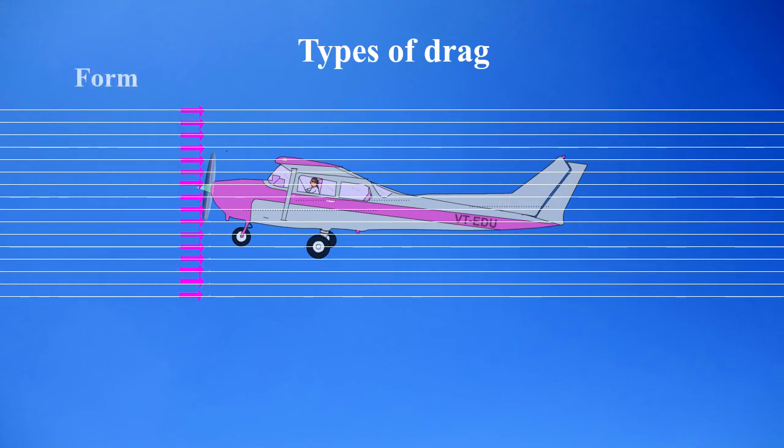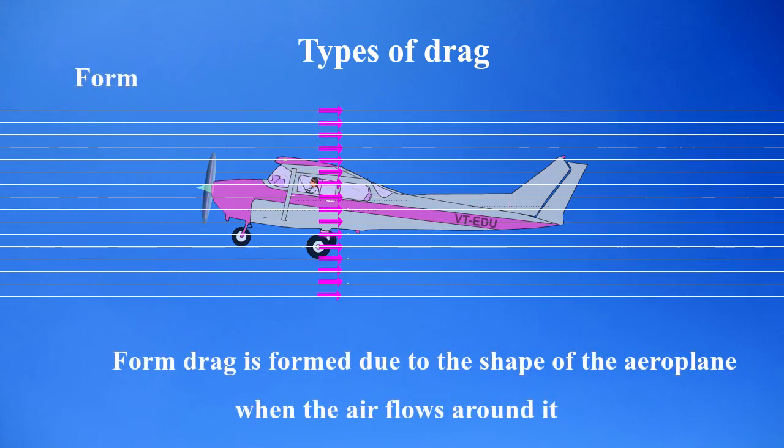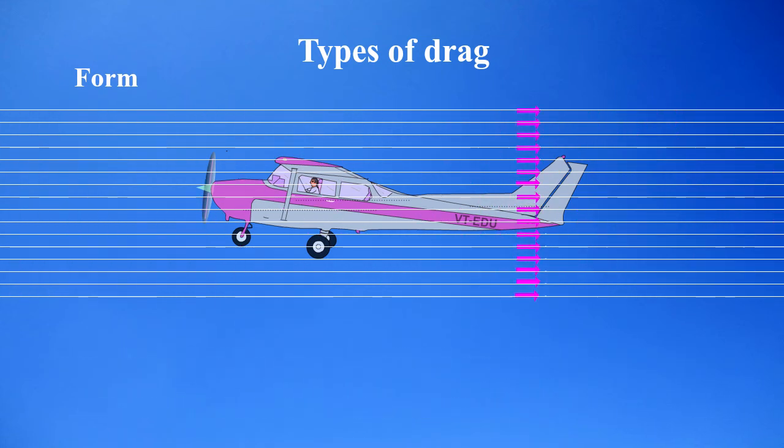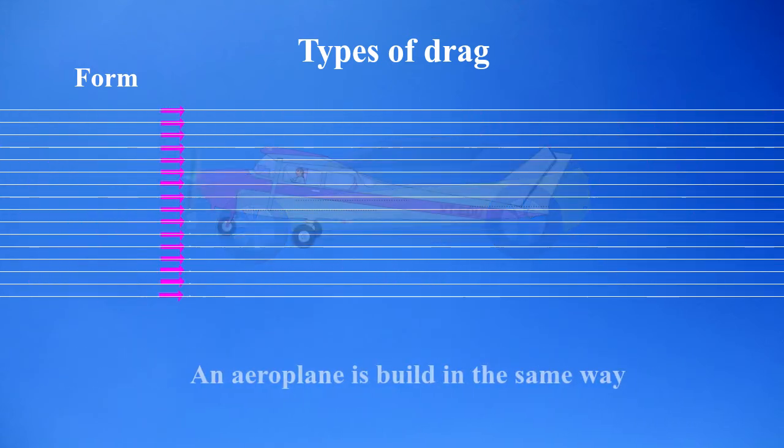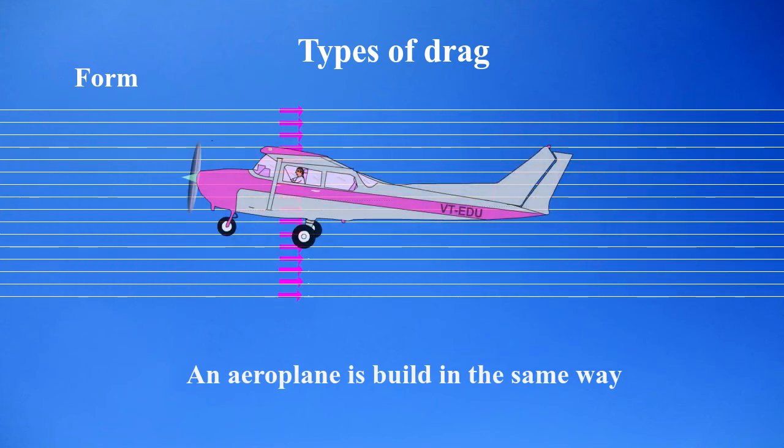Form drag. It's formed due to the shape of the aeroplane when the air flows around it. A typical example is the design of a sports car, which is made sleek and smooth to reduce form drag. An aeroplane is built in the same way.